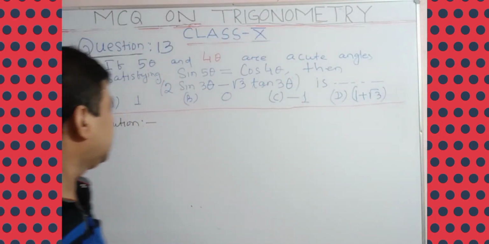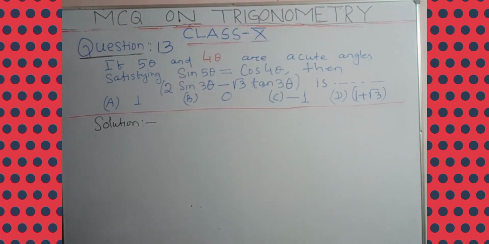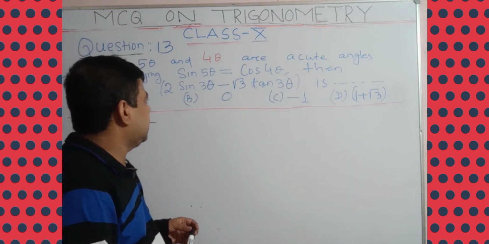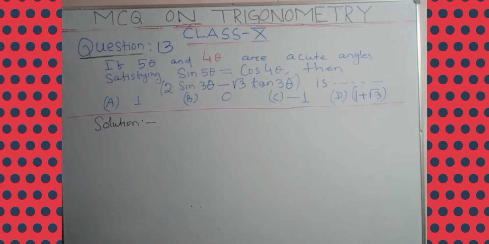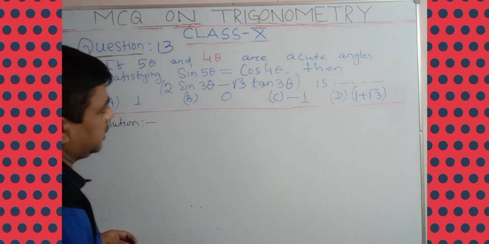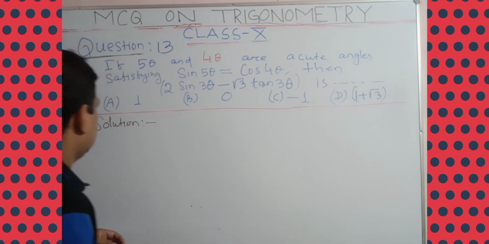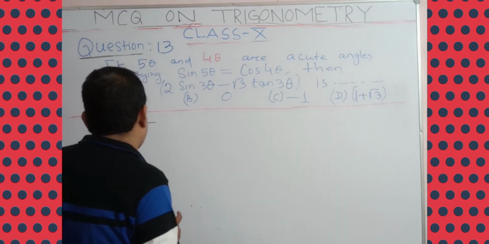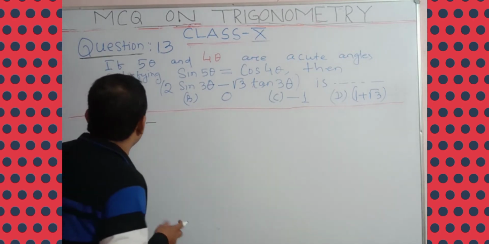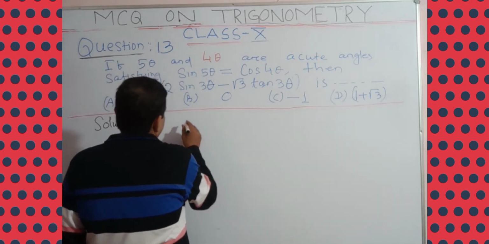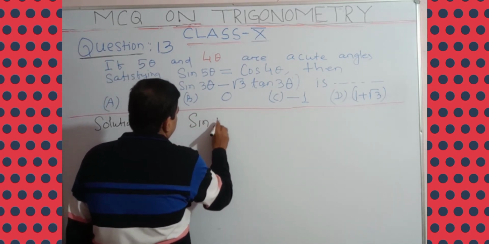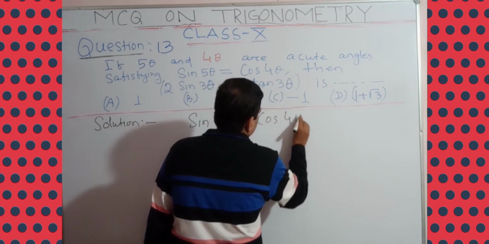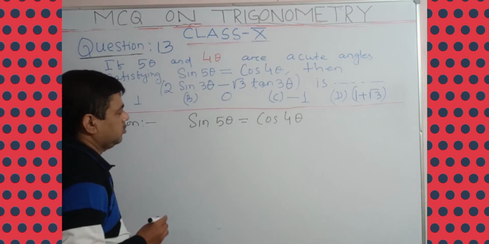Here, if 5 theta and 4 theta are acute angles satisfying sin 5 theta is equal to cos 4 theta, then 2 sin 3 theta minus root 3 tan 3 theta is: option A 1, option B 0, option C minus 1, option D 1 plus root 3. Right? Understand or not? Let's see. Here it is given that sin 5 theta is equal to cos 4 theta.